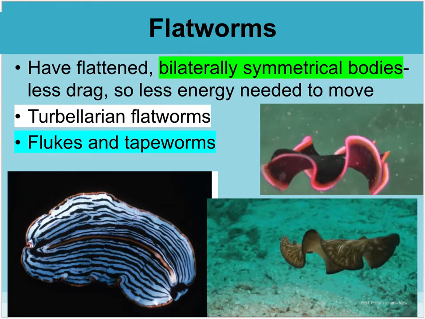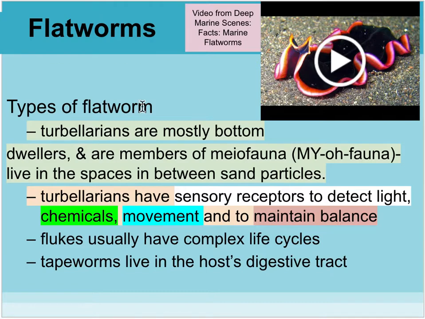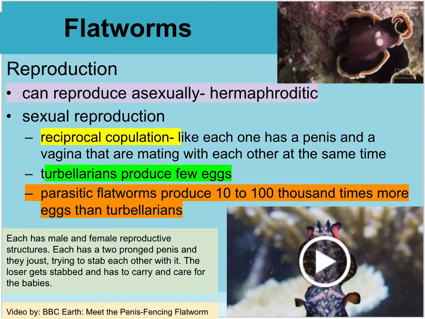And there are the turbellarians and the flukes and the tapeworms, and we'll go into a little bit more detail with them here. Here's a video from Deep Marine Scenes Facts, Marine Flatworms, and you can see what they look like and how they move. They're mostly bottom dwellers, and they live in the tiny spaces in between sand, usually as a way to eat. They have sensory receptors to detect light or chemicals or movements or maintain balance. There's also some that live inside of other organisms.